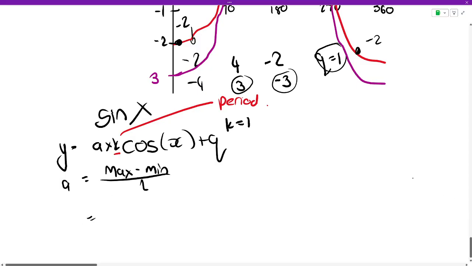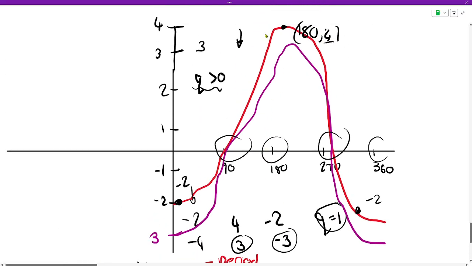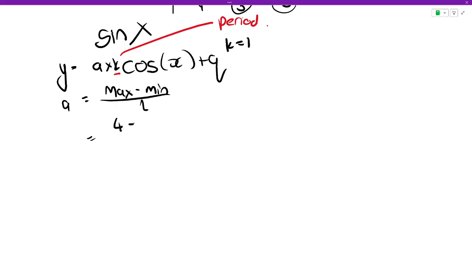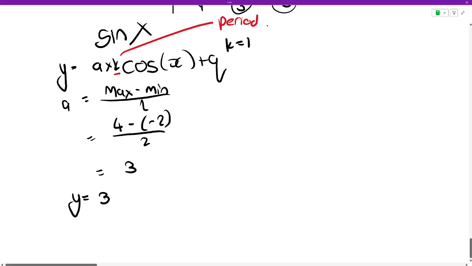Now we don't use the new graph, the purple graph, we use the red one. So 4 minus 2 over 2. So then that's just plus 2, so that's 3. So a is 3. Now we sub a back into our formula. K we're going to assume is 1 in this case because it's not given to us. Cos of x plus q.